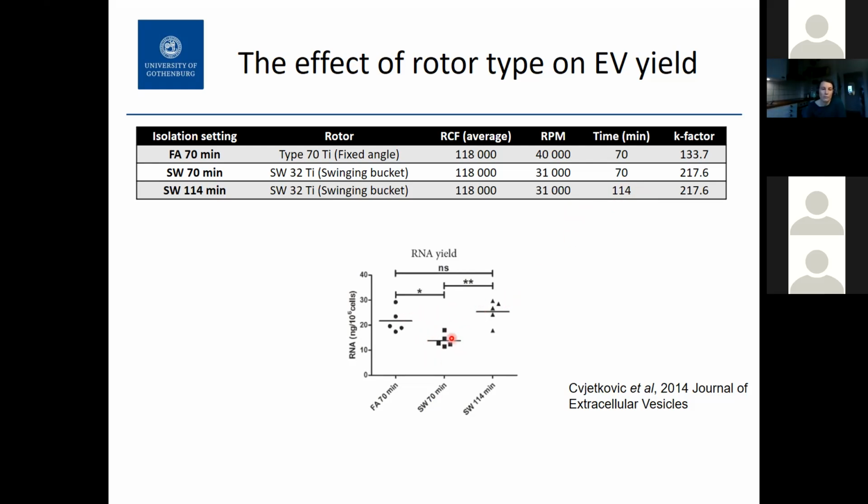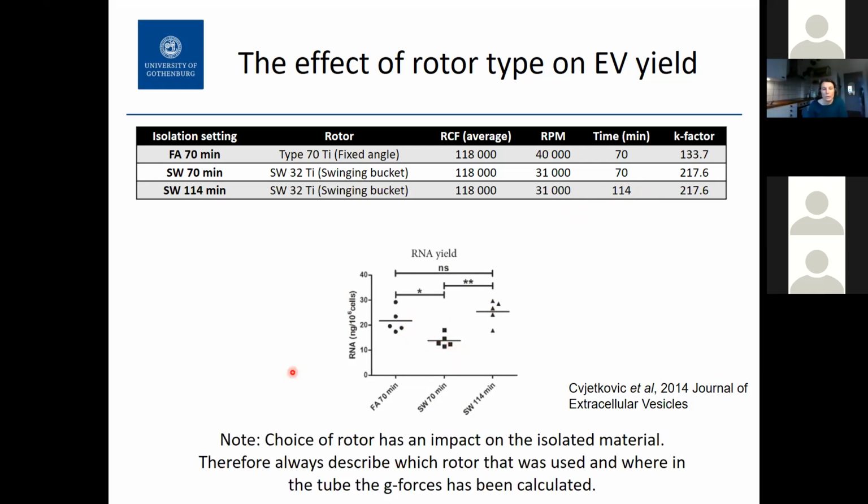So of course, if you're using this rotor and you get less yield than your colleagues or what other people have done, this could be an explanation. So it's important to know that the rotor has an impact on what kind of vesicles you isolate and how much. And therefore you need to describe which rotor you have used in your method section of your paper and where you calculated the G-forces in this rotor.